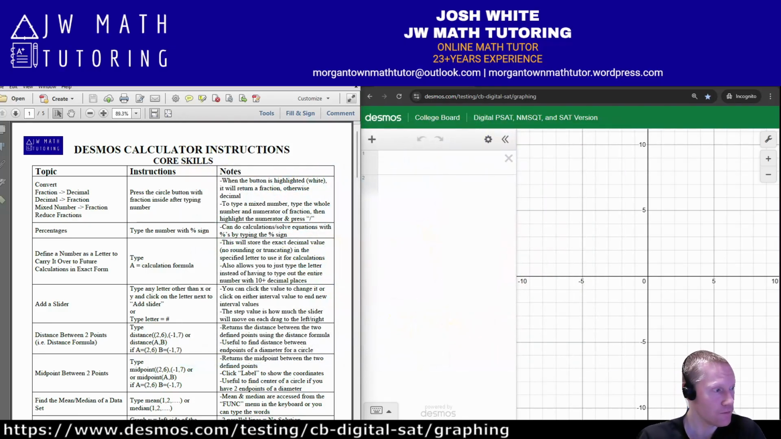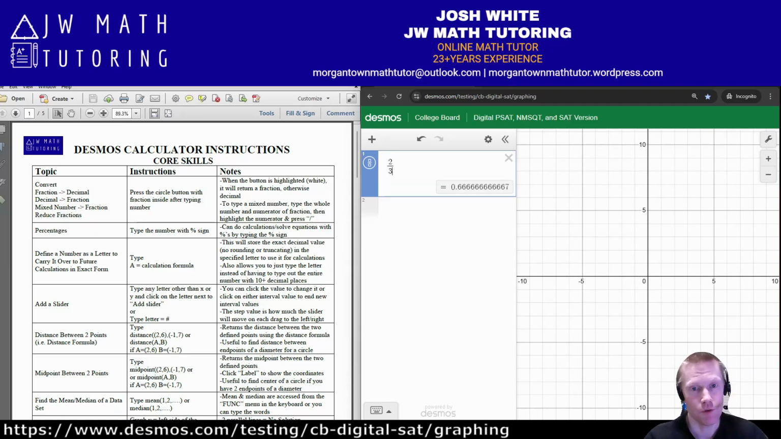All right, so I'm just basically going in order of my skills, Desmos calculator instructions or operations, worksheet here. And the first thing I just want to highlight or point out is about converting between fractions and decimals, and also dealing with mixed numbers. So if you want to convert, obviously, between a fraction and a decimal, or a decimal to fraction, first of all, if you type in a fraction, notice it'll automatically convert to a decimal here. You can see it automatically displays it. Now, if you click this button, though, it'll send it back into fraction form.